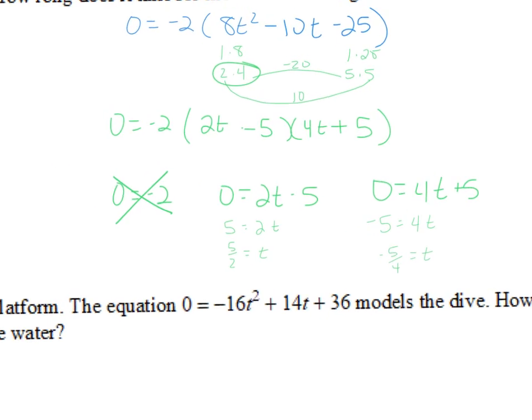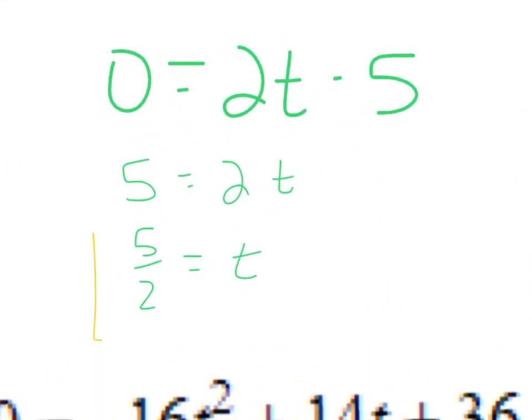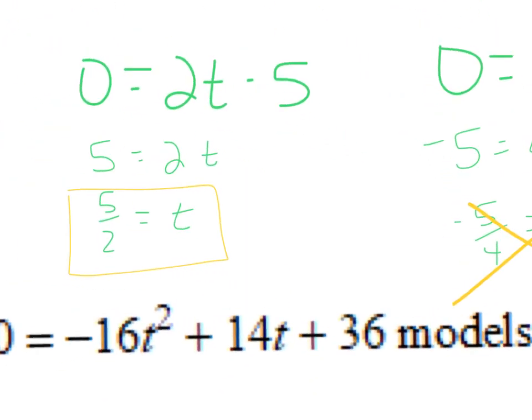Now, out of these two answers, only one of them makes sense. You cannot have a negative time, so this one is out. So our answer is this one right here. However, we don't walk around saying it's going to take 5 halves of a second. We talk about it being 2.5 seconds. So when you're doing a real world problem, let's go ahead and divide that out and get 2.5 seconds so that we know what we're talking about in the real world.